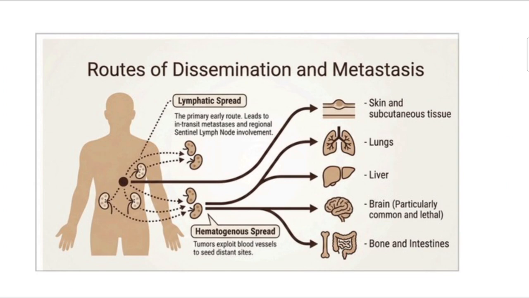Routes of dissemination and metastasis of malignant melanoma. There are two main routes of spread: lymphatic spread and hematogenous spread. Lymphatic spread is the earliest route, the first and most common route of spread.